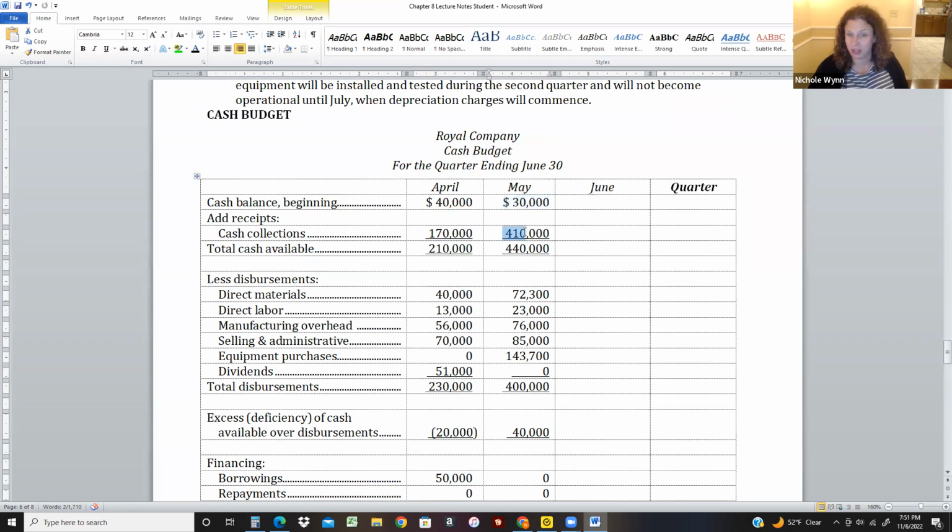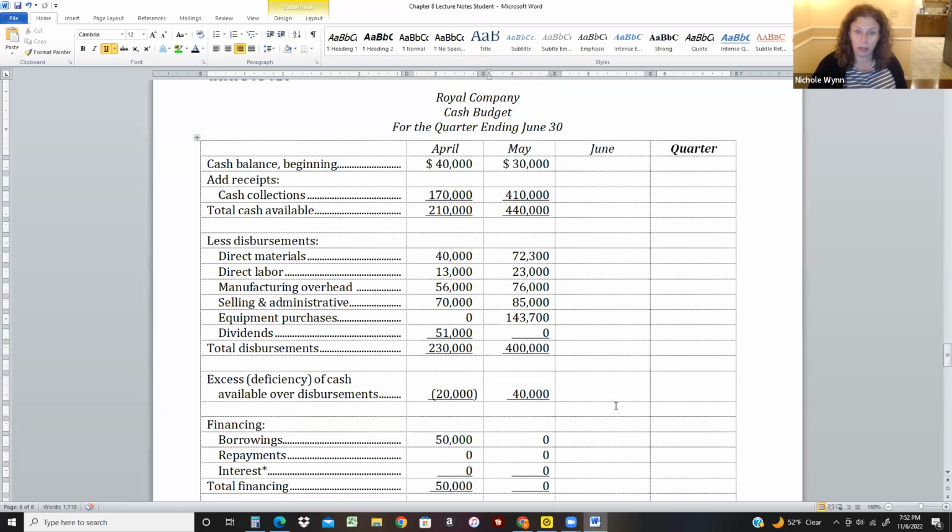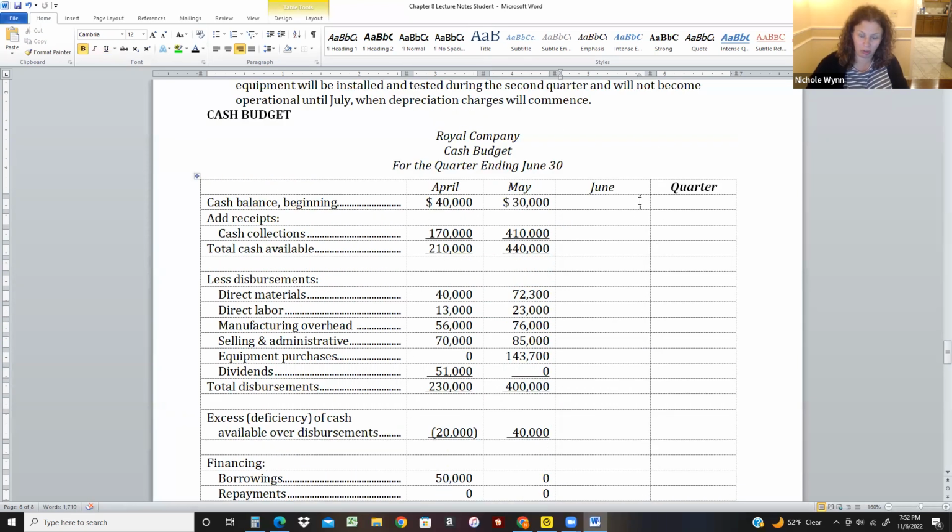We're going to bring in 410. Remember, May is our good month. So we have 440 available. We're going to spend material, labor, overhead, selling and admin, equipment, and we're going to spend a total of 400. So we have $40,000 left over. So we do not need to borrow any in May because we needed at least 30. So we're good. So this 40 will become the beginning balance in June. So let's do that.